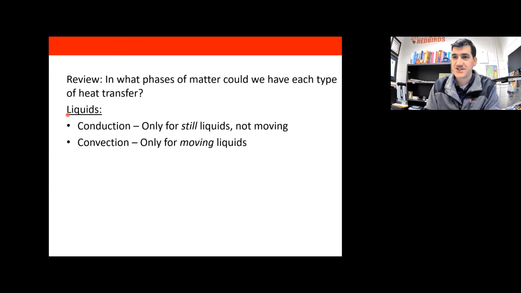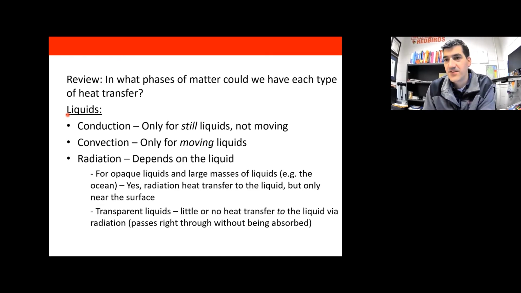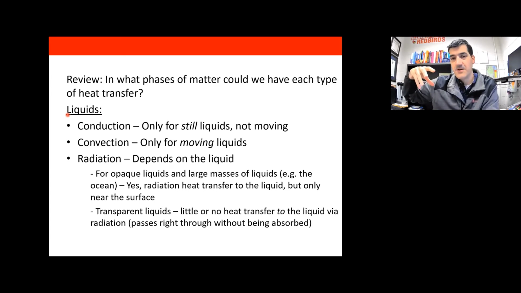All right, now radiation, as we mentioned before, is a little bit more complicated. Once again, it depends on the liquid. If the liquid is opaque, then it behaves kind of like an opaque solid. You get radiation heat transfer to the surface or very close to the surface, but it doesn't penetrate very deeply, if at all.